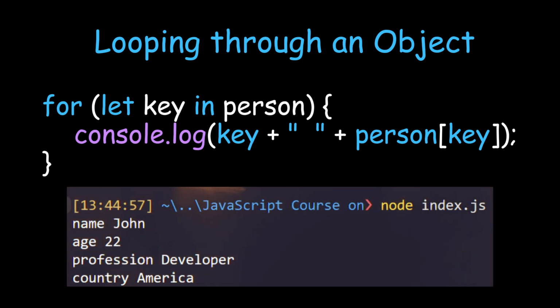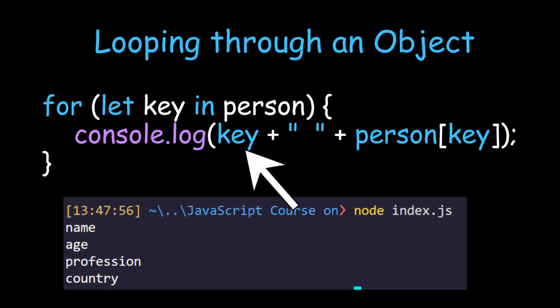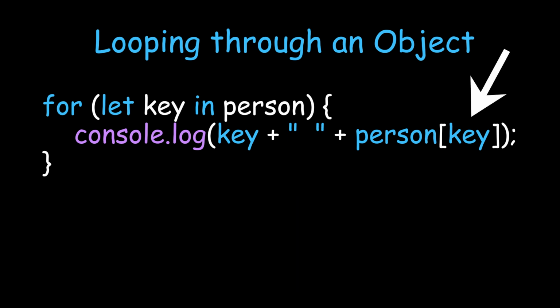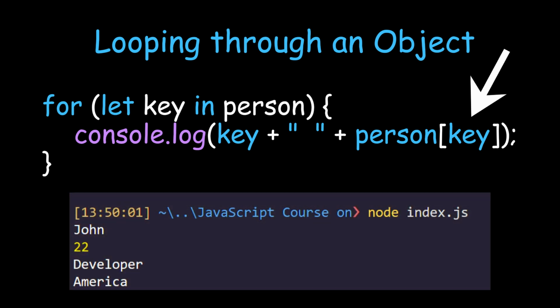So what's happening here? key gives you each property name, also called a key, of the object, like name, age, profession, country. person[key] gives you the value stored in that key, like John, 22, developer, America.